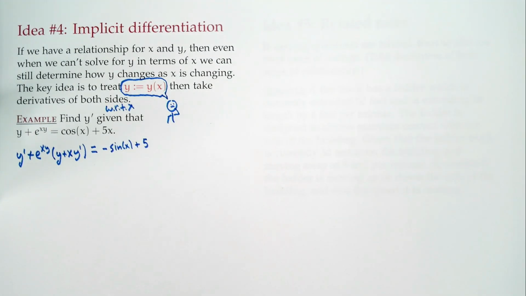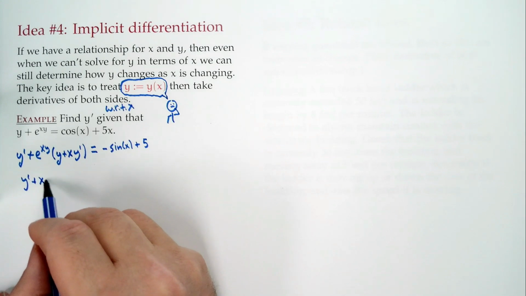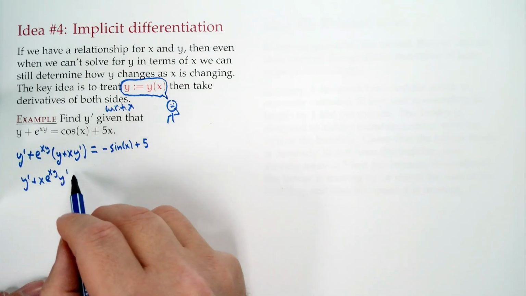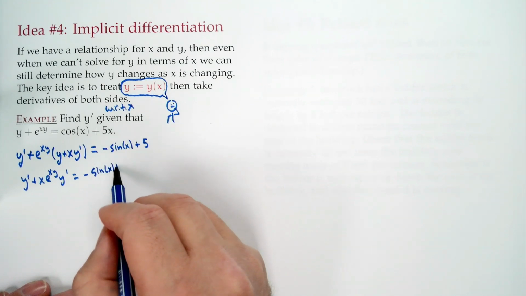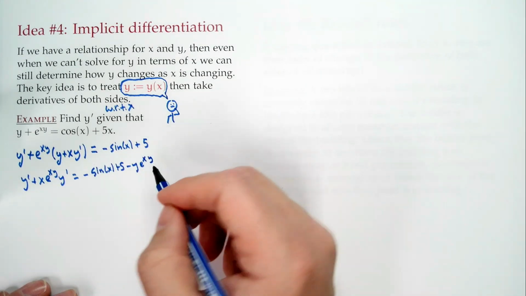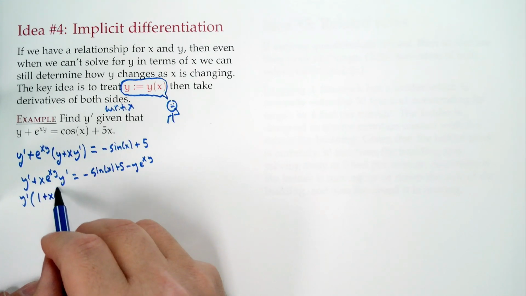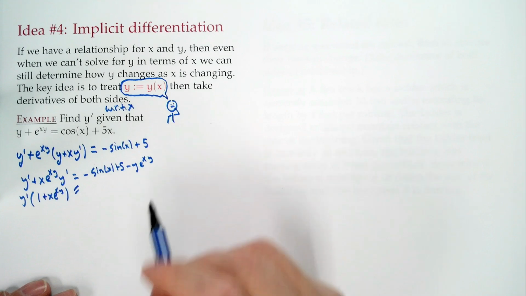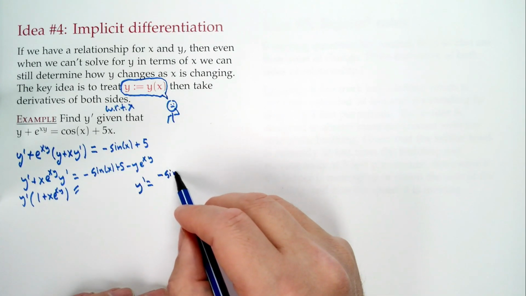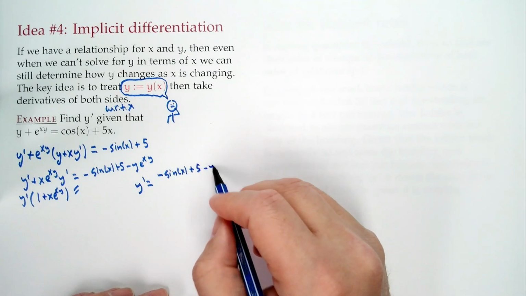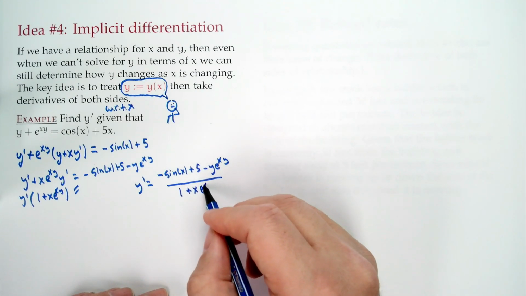All right, so we took the derivative of both sides. Now, you'll always be able to put everything with a y prime on one side and everything without a y prime on the other side, and if you can't, you've made a mistake. So here I'll leave the y primes on the left, and on the right, negative sine of x plus 5, minus y e to the xy. Now why are we doing this? Well, notice you can factor out the y prime. So you get 1 plus x e to the xy, and that's equal to our expression. And now solve. So we get that y prime is equal to negative sine x plus 5 minus y e to the xy, divided by 1 plus x e to the power xy.